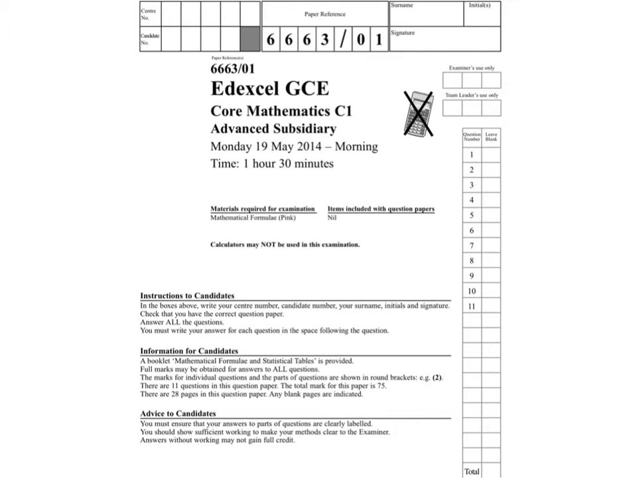Edexcel Summer 2014 C1 paper, the last 4 questions. Okay, enjoy.